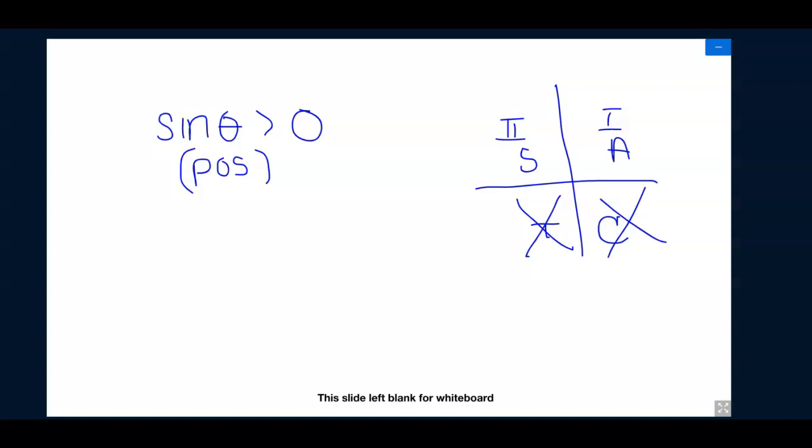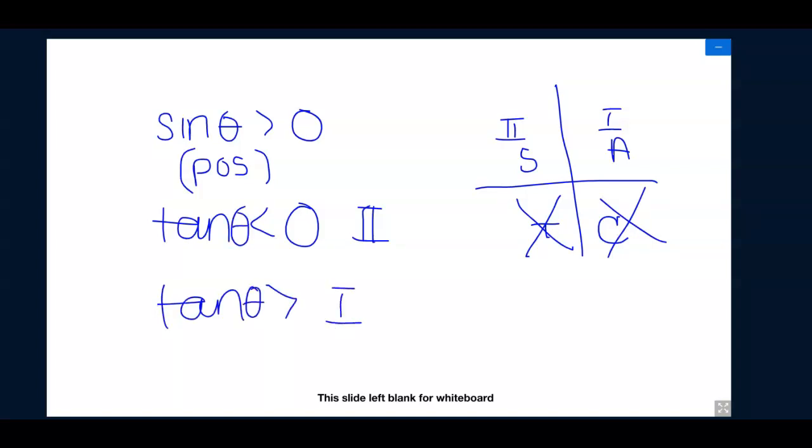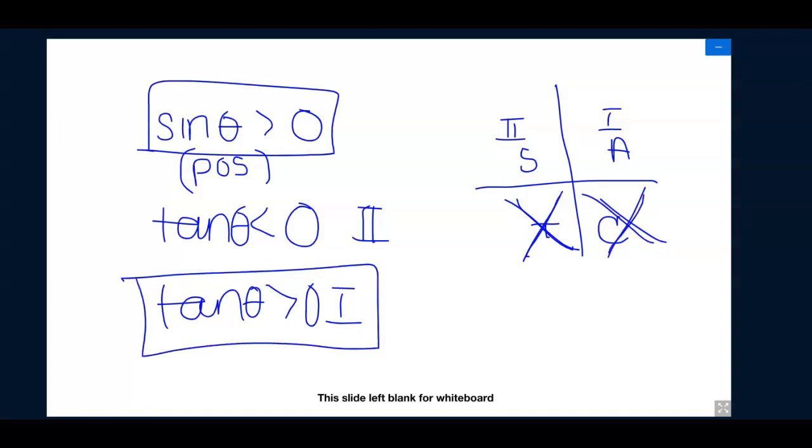What I need to know whether it's in 1 or 2 then is something about one of the other trig functions besides cosecant. So if I was told the tangent is negative, then I would live in quadrant 2. If the tangent were positive, then you would live in quadrant 1. So you always want to figure out the first, use it to help you eliminate quadrants, and then look at the second piece of information.